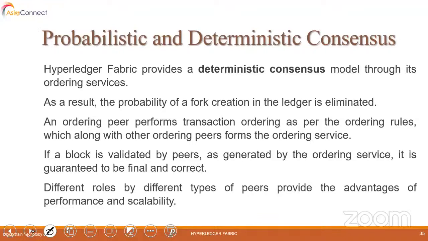Some people have discussed in the past about blockchain scalability issues. In public blockchain, scalability has been a great issue, right? So how do we eliminate the difficulties that are there in public blockchain by having this deterministic kind of consensus mechanism?